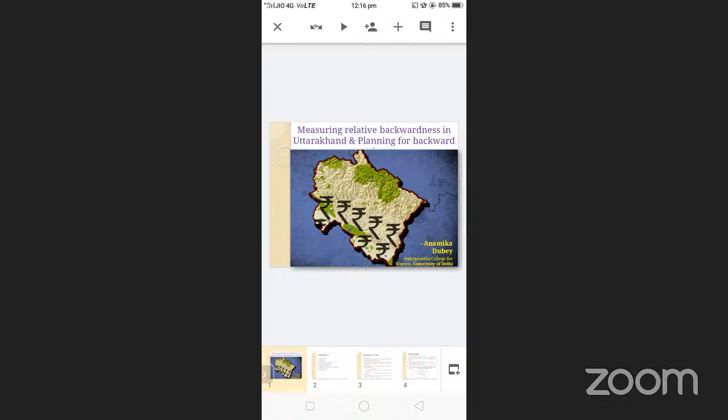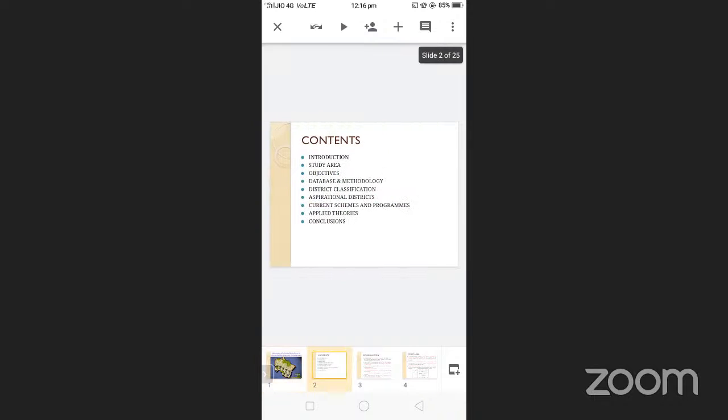Greetings, everyone. This is Anamika Dubey from Indraprastha College for Women, University of Delhi. Under the broader theme of regional planning and development, my topic for today's presentation is measuring the relative backwardness in Uttarakhand and planning for backward regions. The content of the presentation includes all these things.